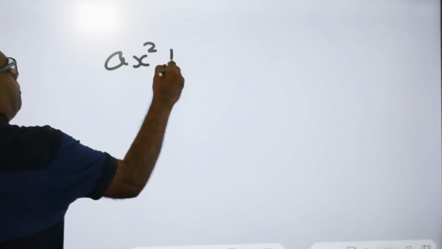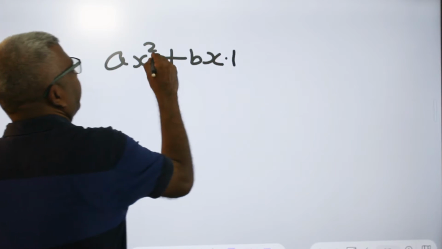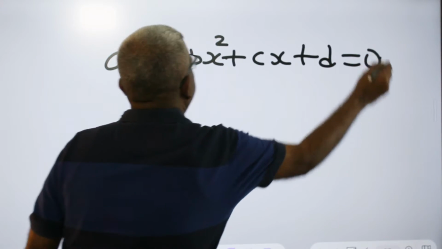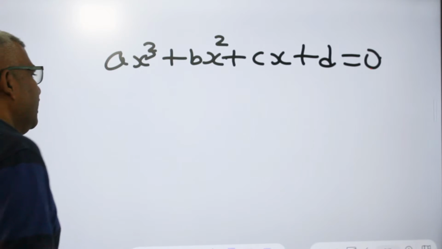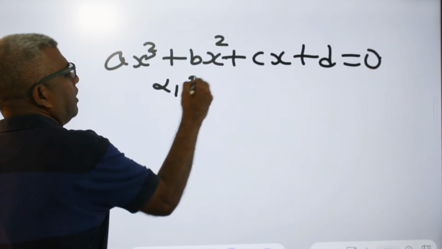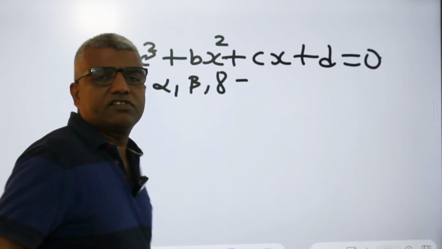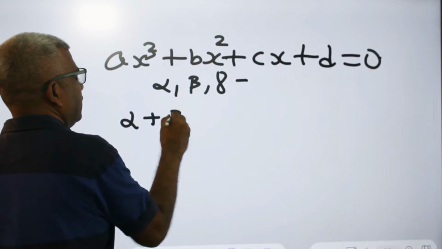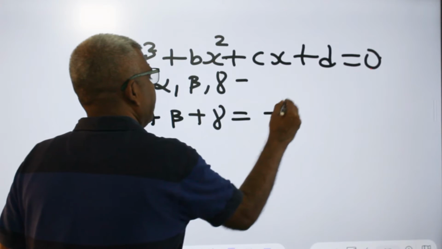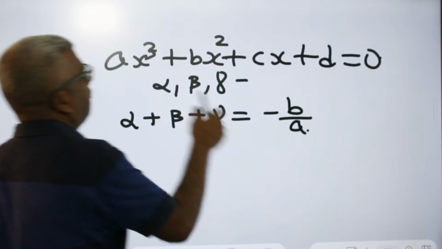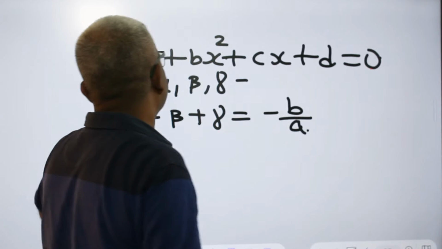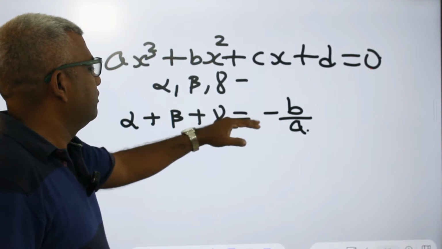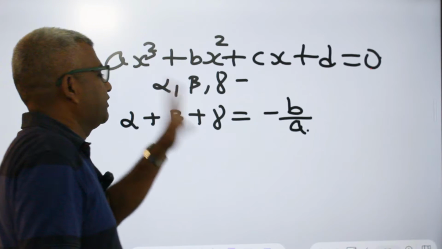Ax cube plus bx squared plus cx plus d is equal to 0. Okay. Here alpha, beta, gamma are zeros of the polynomial. What is alpha plus beta plus gamma? Minus b by a. That is the sum of the zeros, sum of the roots, always the next one, the second one, minus the second one divided by the first one, always.